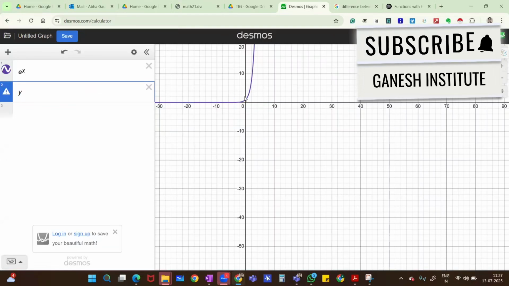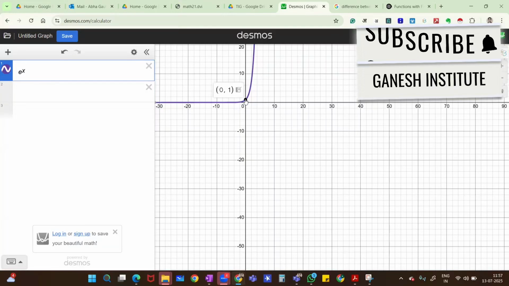0, 1. That is y minus y1. I have considered this function. Am I audible to you? Yeah, ma'am. So I have considered this function y equals e raised to x. Can you see? Yes. It is having its vertex at 0, 1.